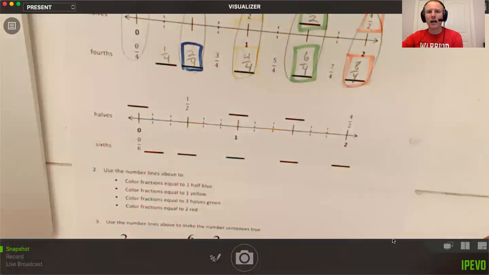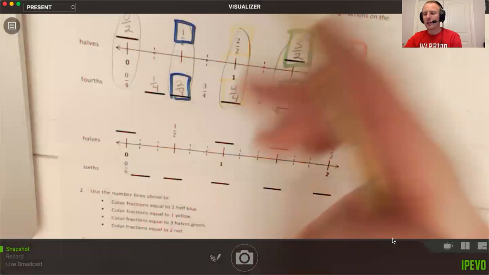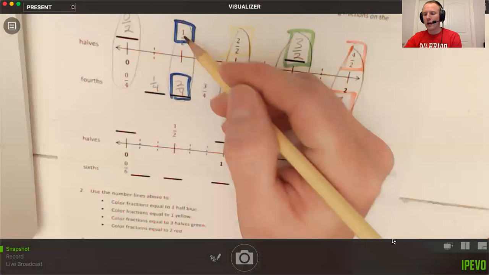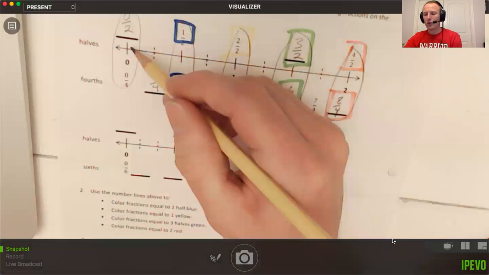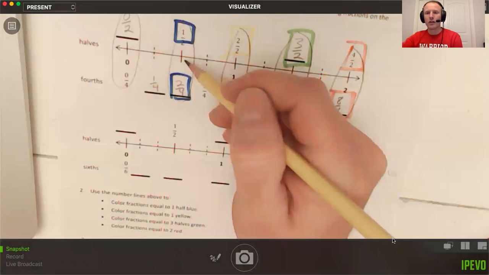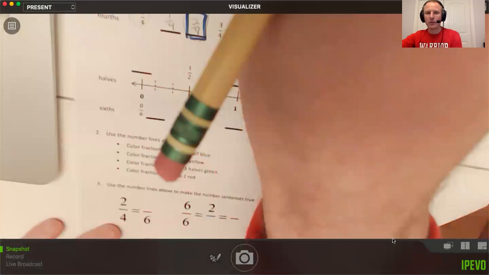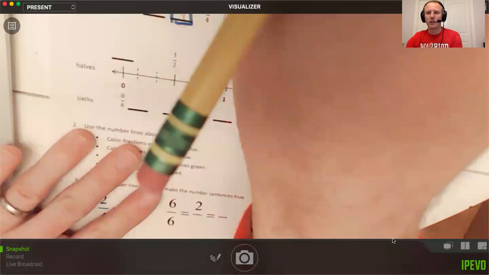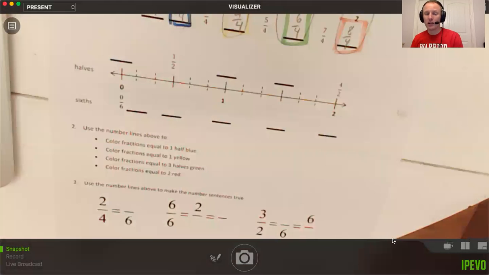And we can go back to our last lesson and think about equal being the same distance from 0. So 1/2 and 2/4 are both the same distance from 0, so they're equal to each other. They look different, like in numerator and denominator wise, but size wise, they're the same.